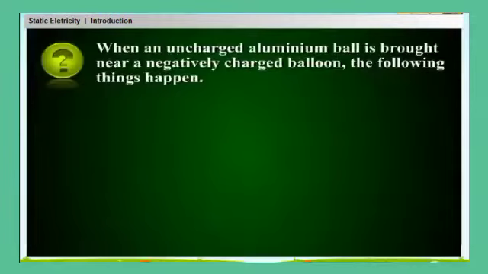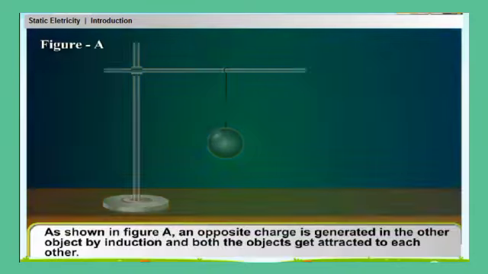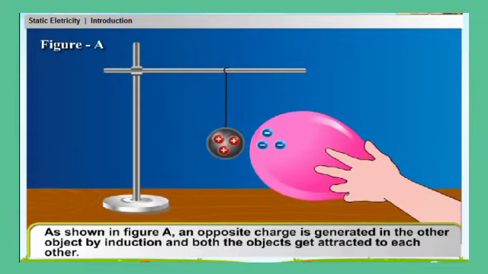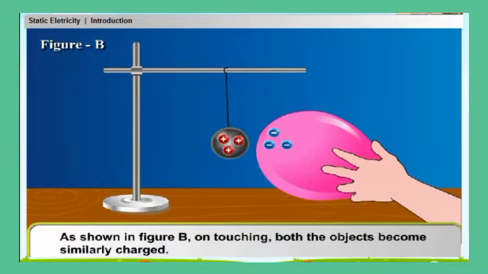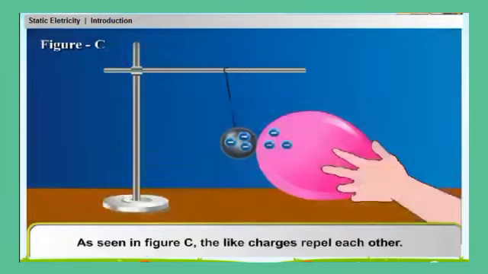2. When an uncharged aluminium ball is brought near a negatively charged balloon, the following things happen. As shown in figure A, an opposite charge is generated in the other object by induction, and both the objects get attracted to each other. As shown in figure B, on touching, both the objects become similarly charged. As seen in figure C, the like charges repel each other.